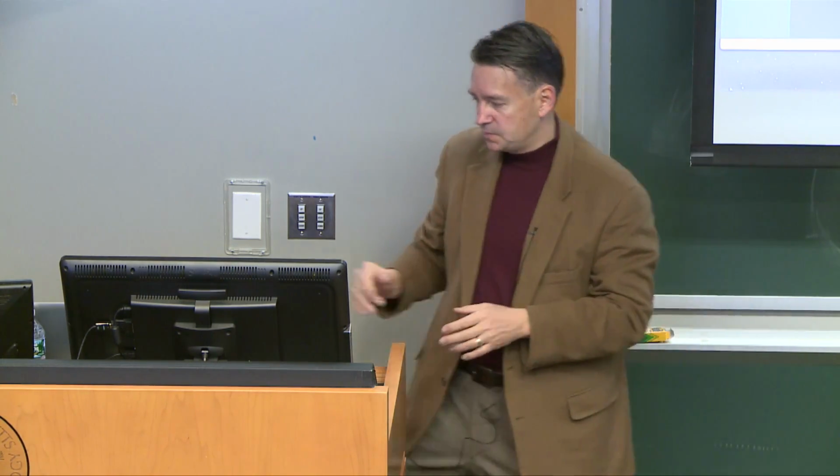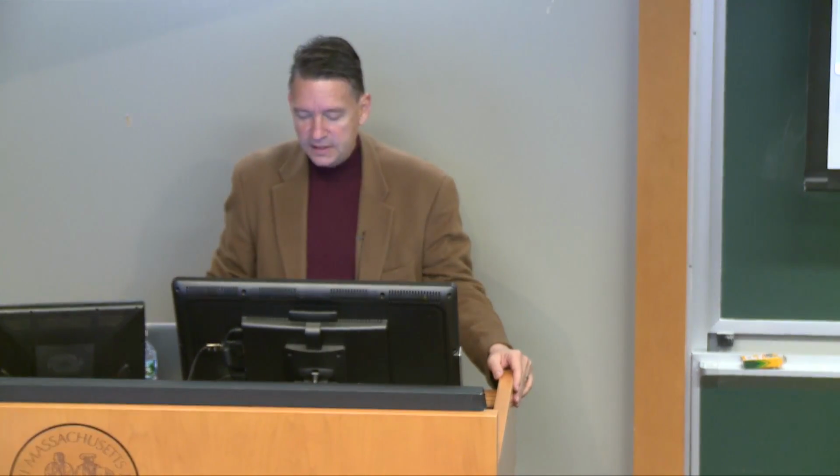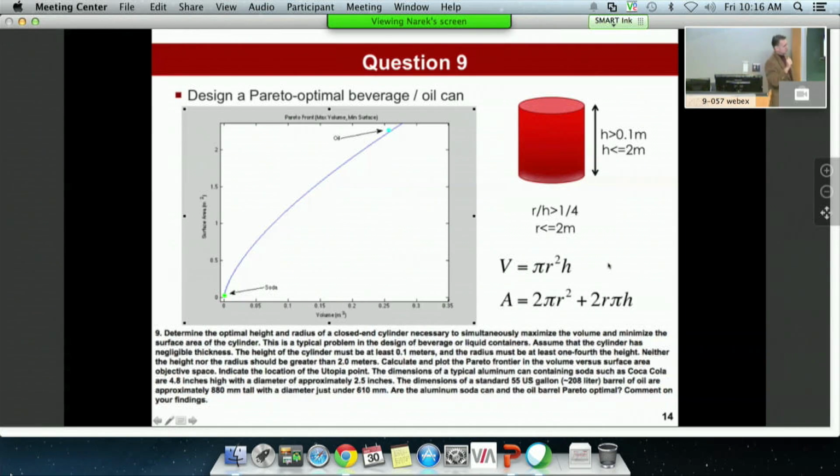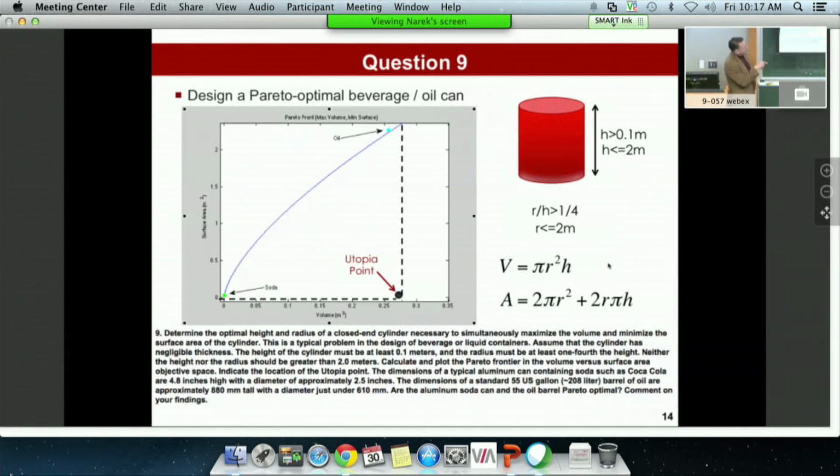If you then plot 4 different combinations of radius and height, what is the volume and surface area is shown in this plot here, with surface area on the y-axis and volume on the x-axis. The idea is you want to maximize volume while minimizing surface area by changing the radius and the height, subject to these constraints shown here. You should have gotten something that looks like this blue curve. This is the Pareto frontier, and the question was, where's the utopia point? The utopia point is down to the lower right.